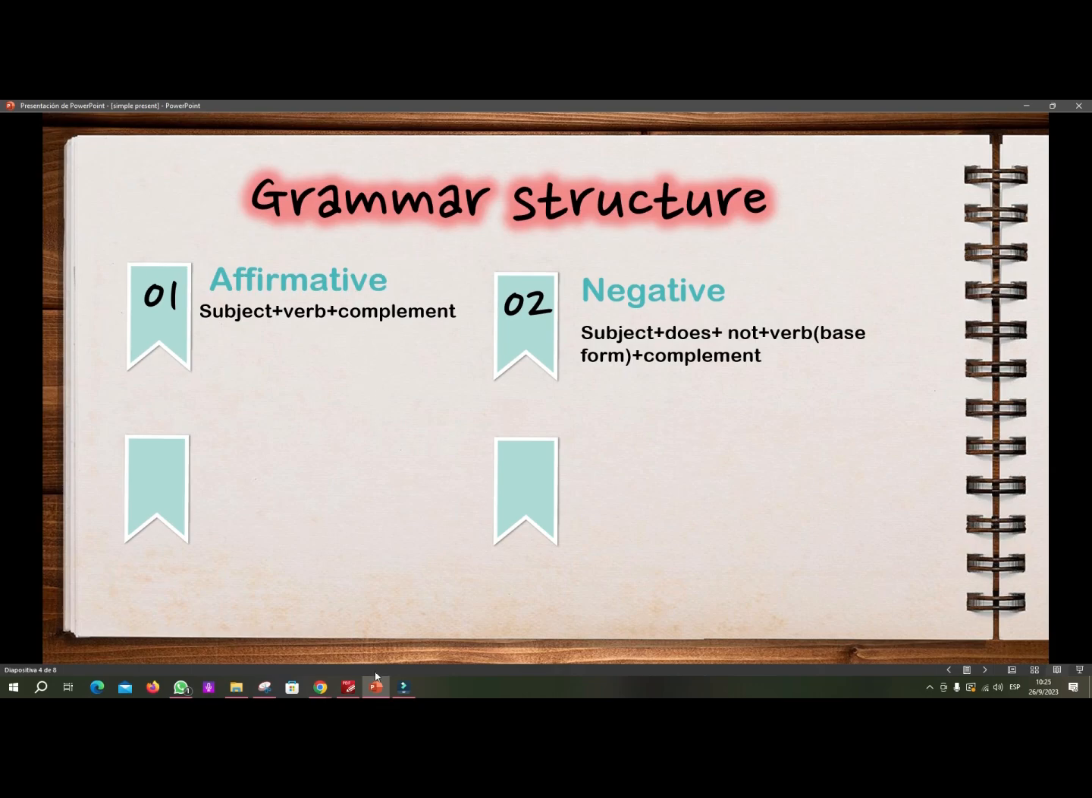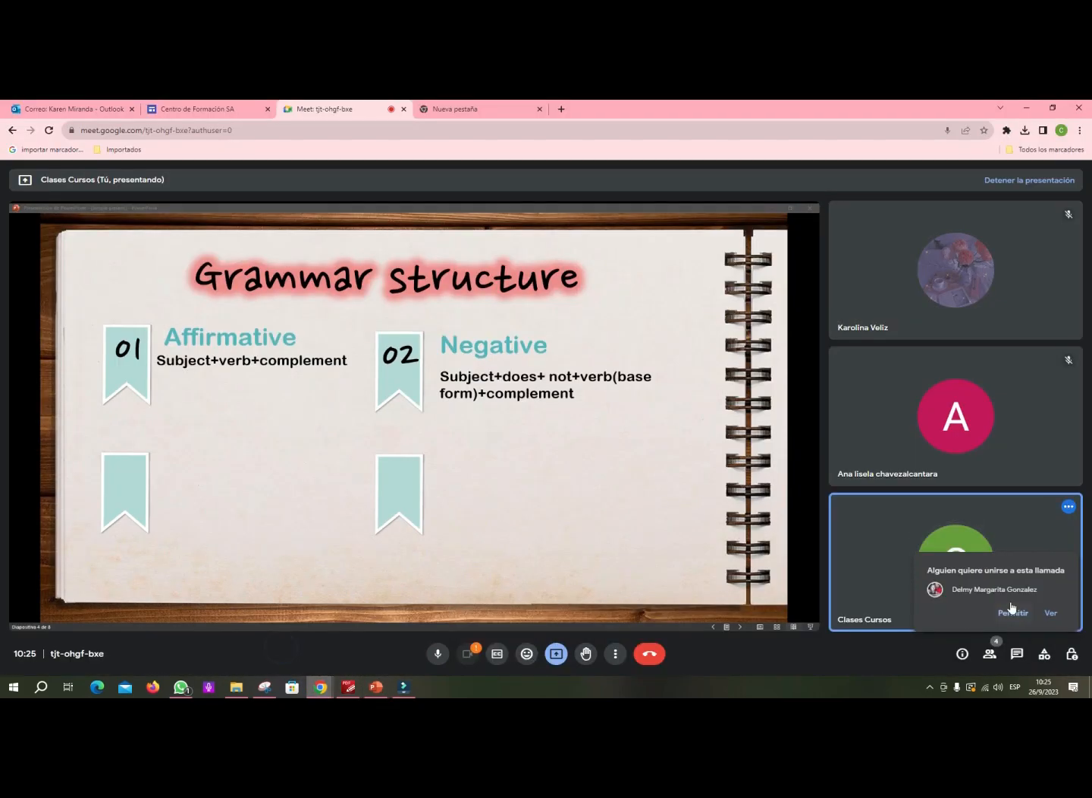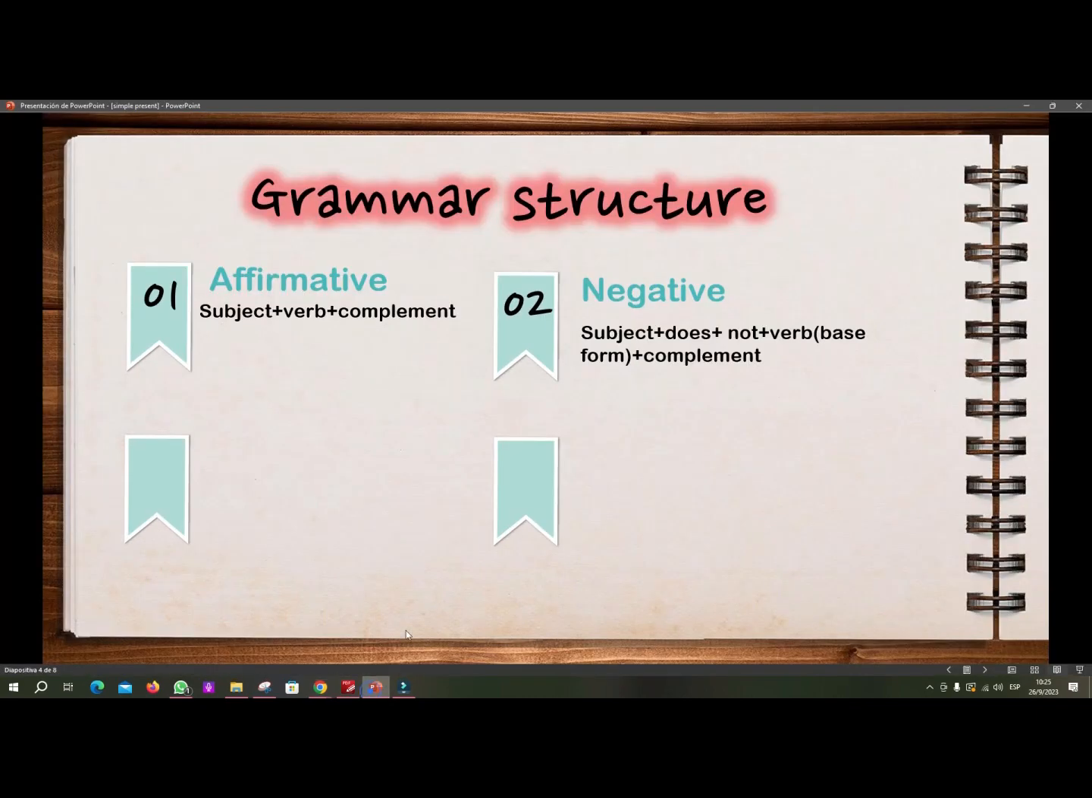En las oraciones afirmativas, siempre que tengamos tercera persona: he, she, and it. Also, we can have interrogative. También podemos tener preguntas de sí, no, the yes, no questions. And here we're going to use the auxiliary again, does. Then we're going to have the subject plus the verb, the base form, because we're using does here, plus the complement and the question mark.